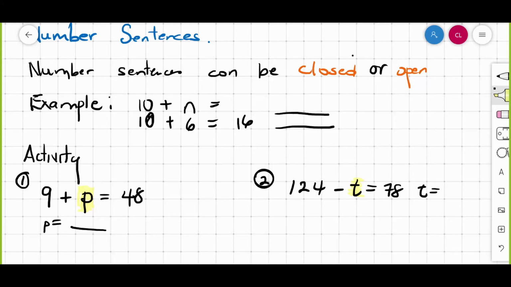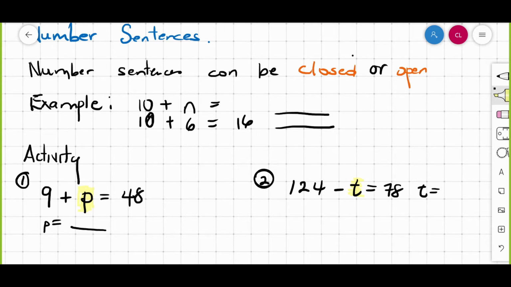Our topic now is number sentences. Are you hearing clearly? Yes, sir. All right, so let's go with the number sentences now. So number sentences can be what or what? Let's read from the screen.